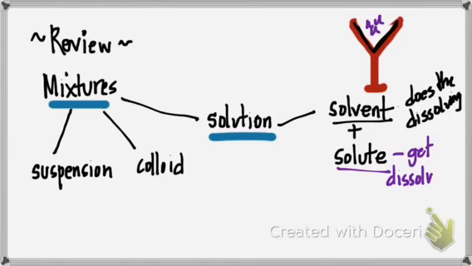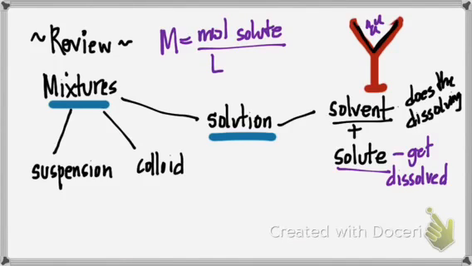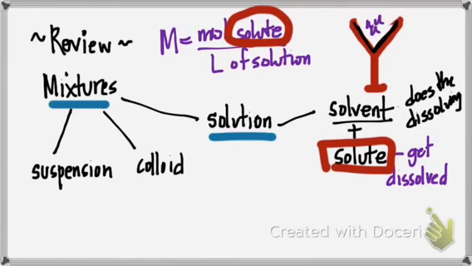Now, why does that matter in this formula? Well, it matters because you've got molarity equals moles of solute over liters of solution. So the solute is the stuff that's getting dissolved, and the liters of solution is for everything. That's for both, so it's for the total solution. You're not having to subtract out anything there.